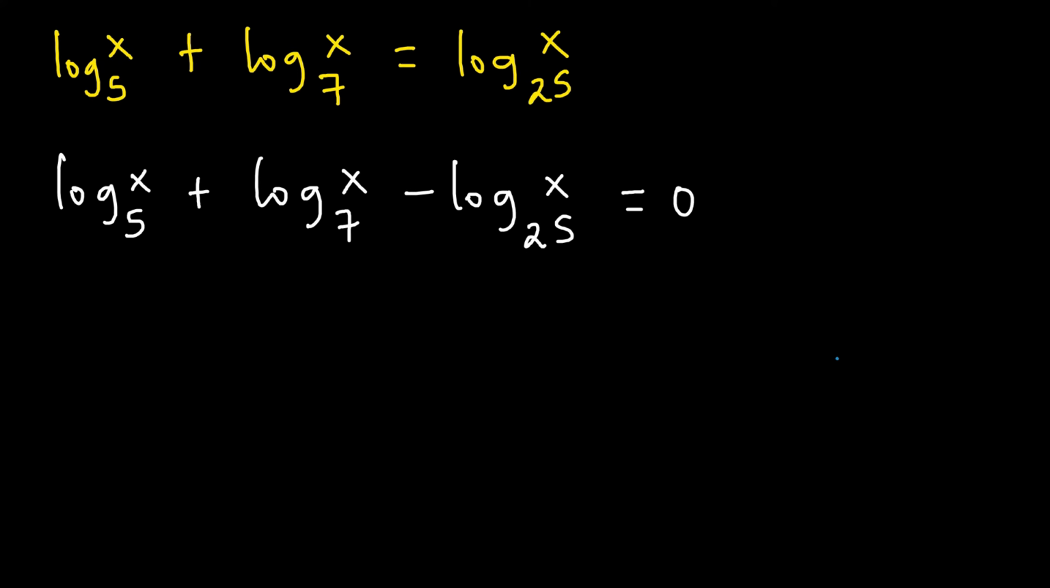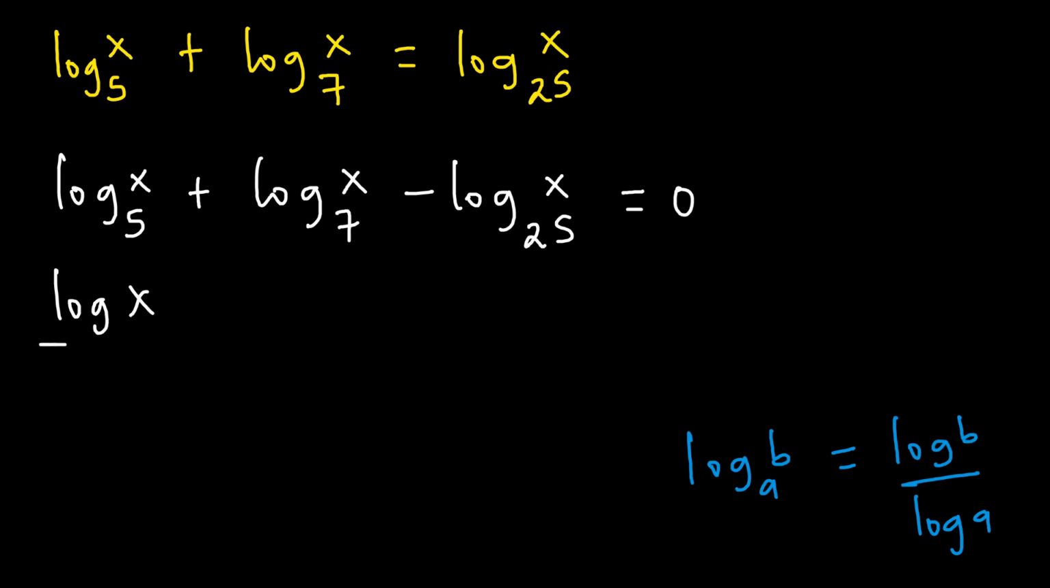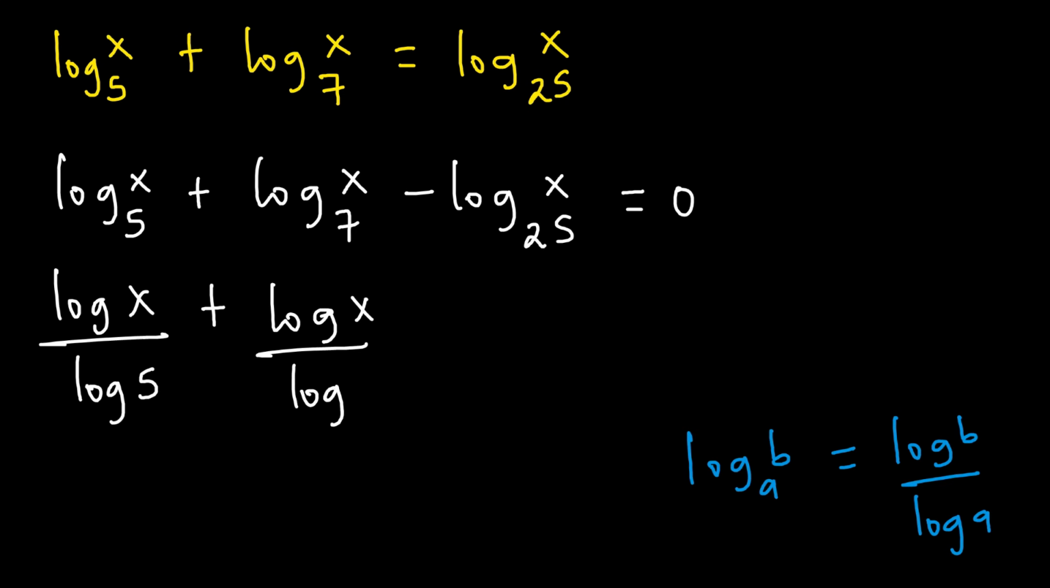And from the rules of logarithms, whenever you have, let's say, log base a of b, this is the same as log b divided by log a. So we shall express our equation in the same way. This will give us log of x divided by log of 5 plus log of x divided by log of 7, and then minus log of x divided by log of 25, and this is equal to 0.